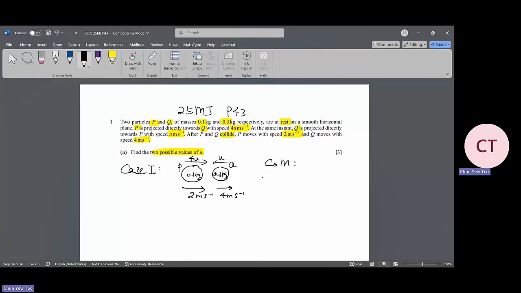We will get 0.1 multiplied by 4u plus 0.3 multiplied by negative u equals 0.1 multiplied by 2 plus 0.3 multiplied by 4. So you will get 0.1u equals 1.4. That means u is equal to 14 meters per second. Okay, so this is case 1. Now we are going to case 2.